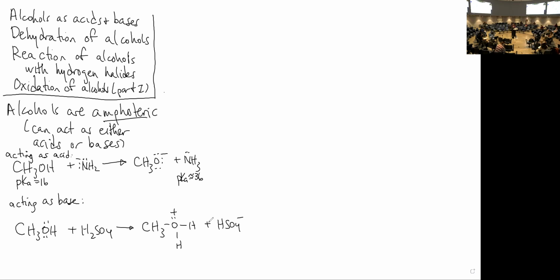So all this is just to give some examples to illustrate that alcohols are amphoteric, that they can act as either acids or bases. And that's not surprising because alcohols are in many ways very similar to water. We said that alcohols are one of the organic derivatives of water. All we've done is taken a water molecule and replaced one of the hydrogens in water with an alkyl group. So it's no wonder that they exhibit some similar behavior. Water is amphoteric, so alcohols are also amphoteric.